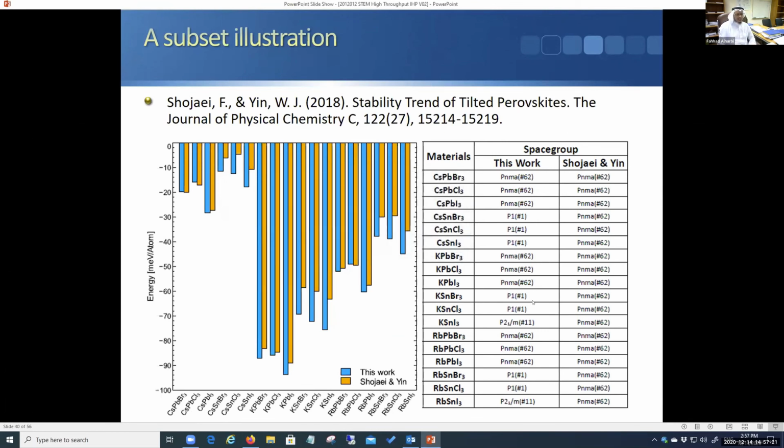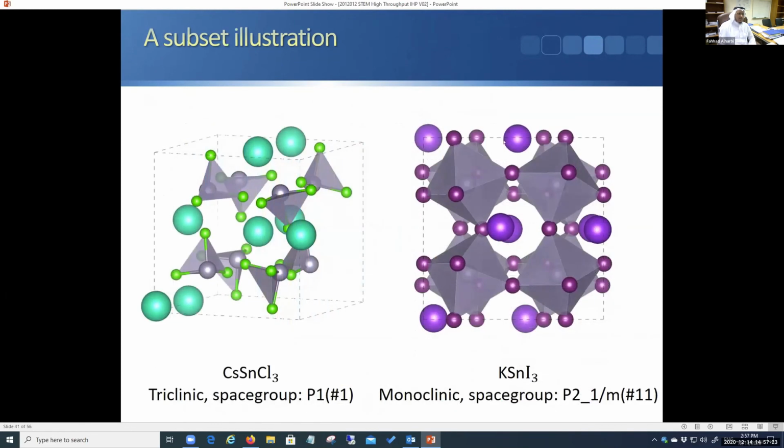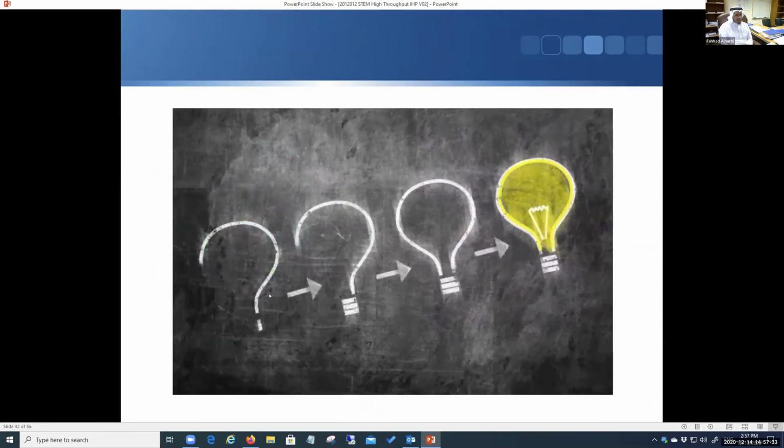This is a list of the calculations. Here we show one example of a highly tilted perovskite, but still perovskite, while this one is a pyroxene shape. With that, I end the presentation. Hopefully I didn't take more time than needed. Sorry, Shamsad, for that. Thank you.